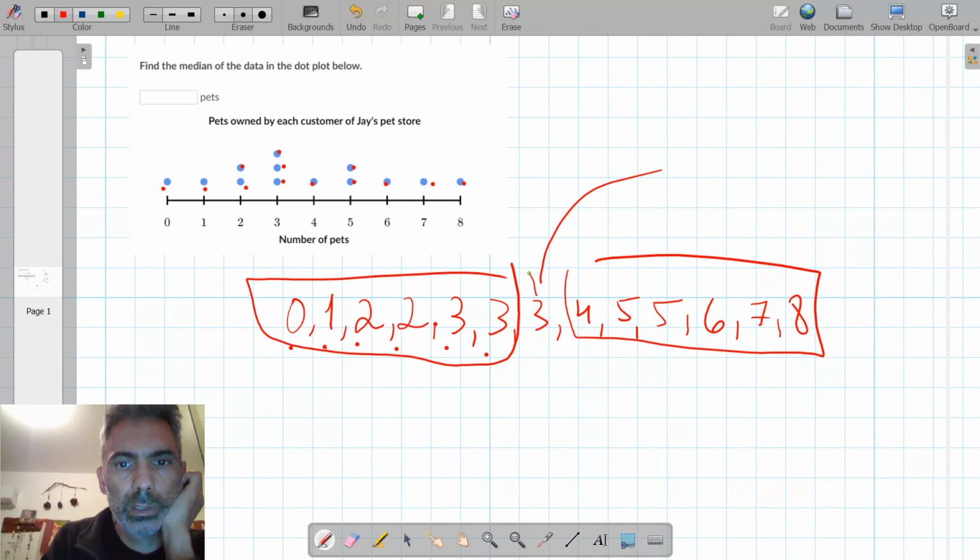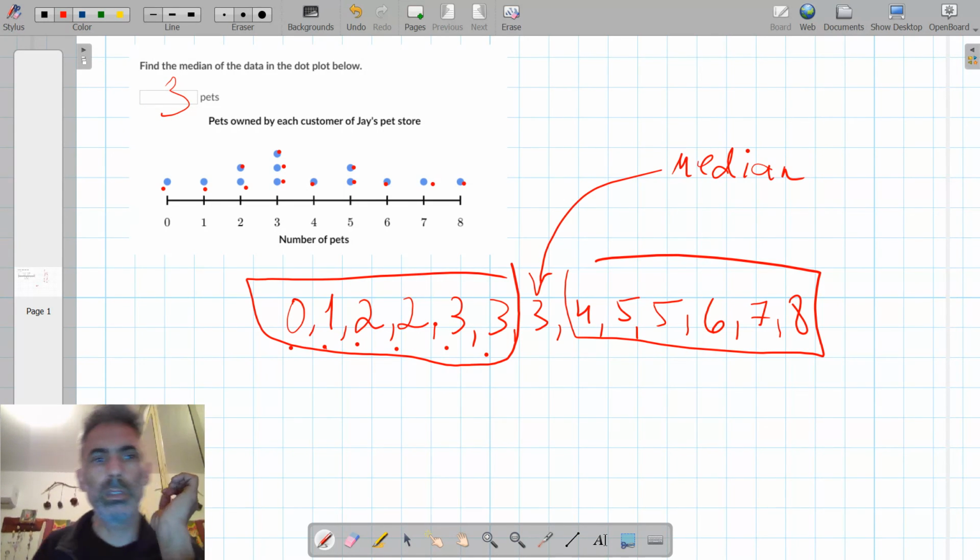So this here is the median because it has the same number of data points to its left and to its right. So the median is 3 points.